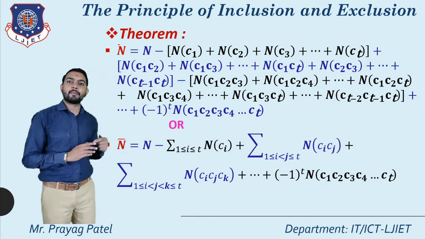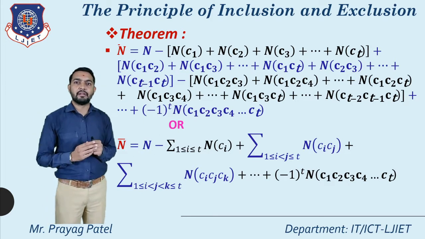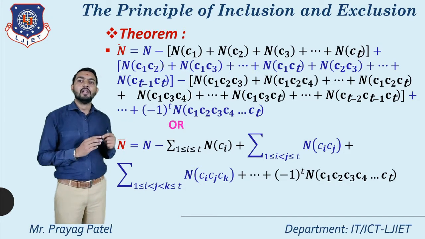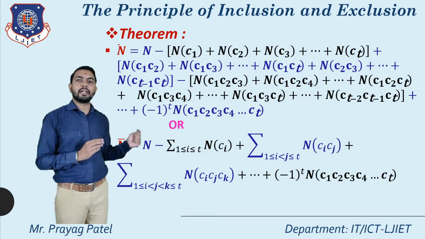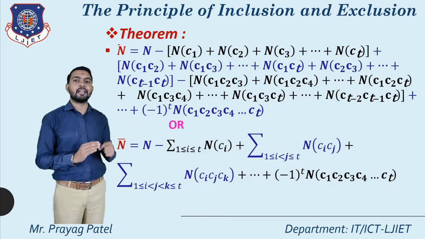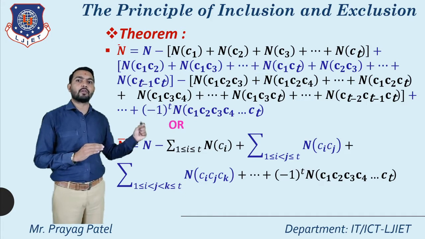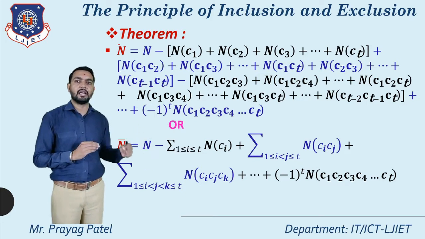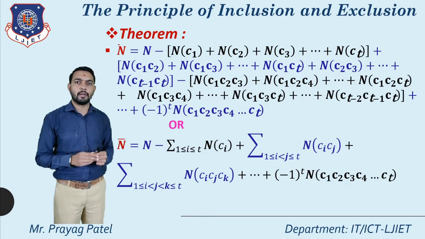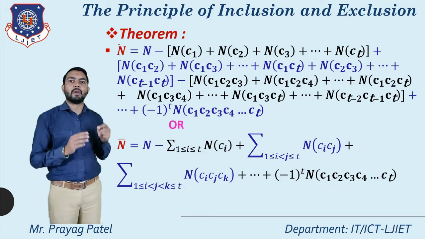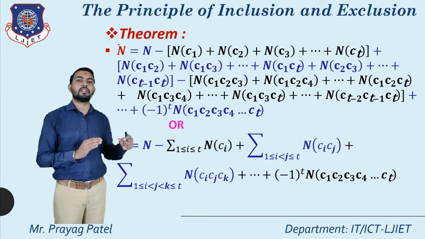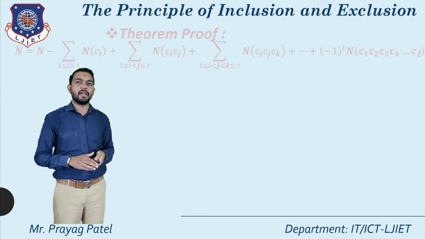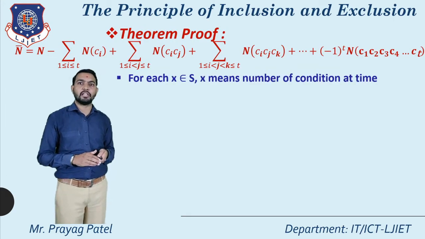Now the next component is plus the combination of three elements, Ci, Cj and Ck, N(CiCjCk). Now what are the values of i, j and k? So i is less than j, j is less than k, and k is less than or equal to t. So the condition is sigma over 1 ≤ i < j < k ≤ t, plus up to the last term, minus 1 raised to t N(C1C2C3C4 up to Ct). So this is called the principle of inclusion and exclusion. So this is our theorem.